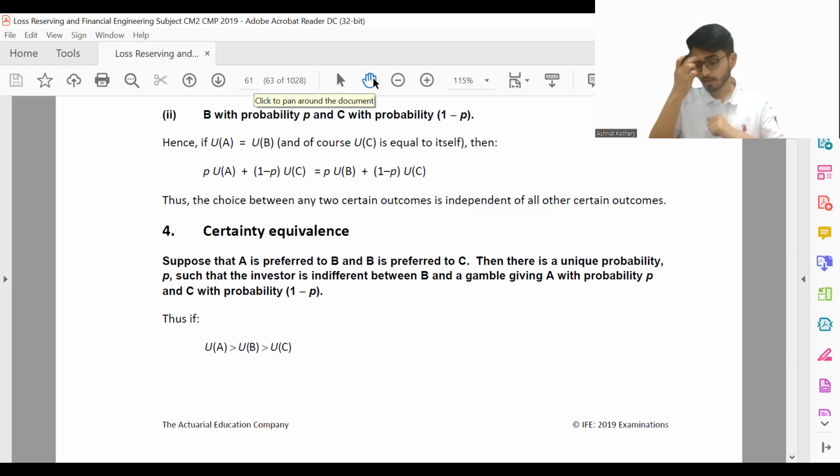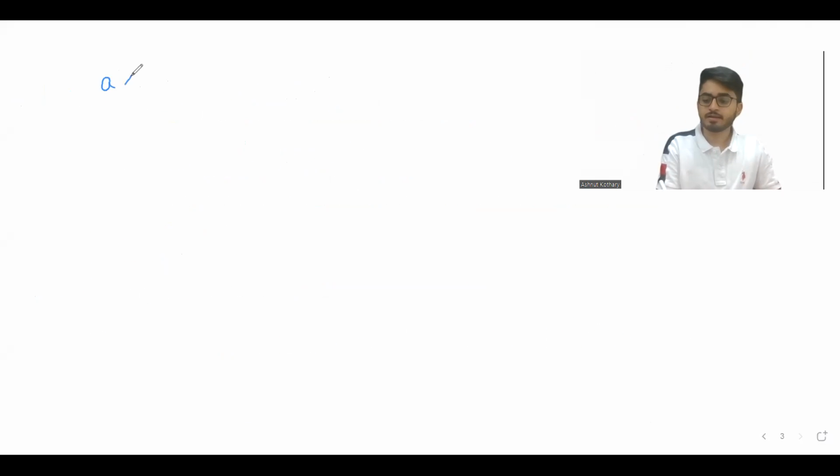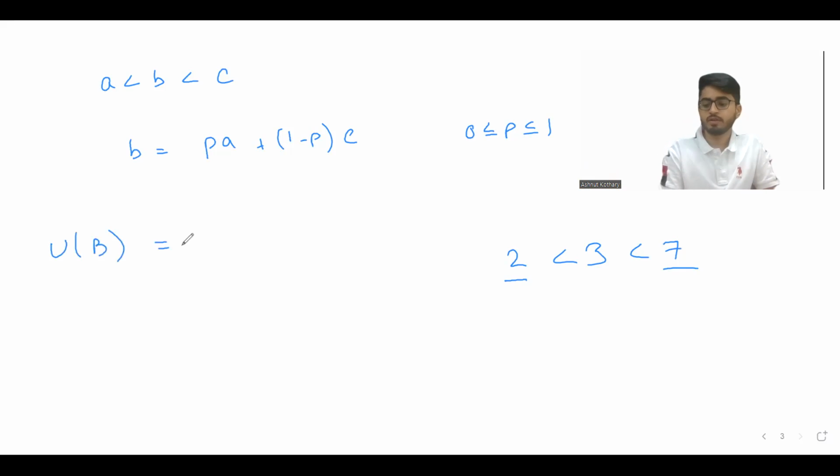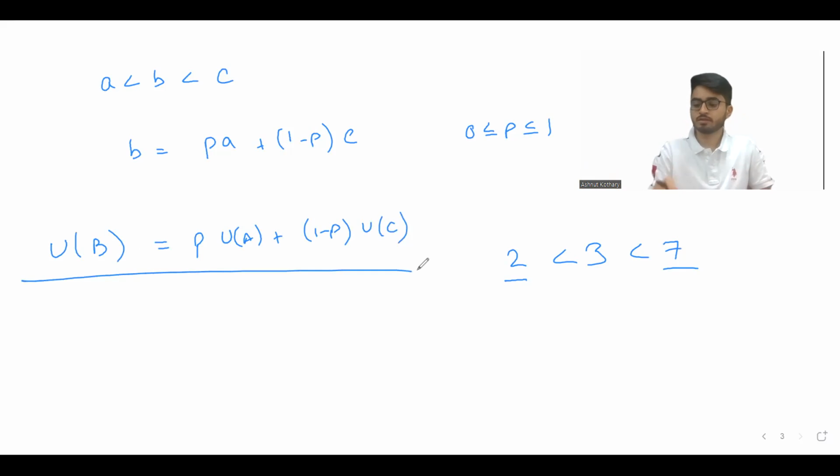A more mathematical way of saying that is, just take three numbers where A is less than B is less than C. Now you can express B as nothing but PA plus 1 minus P into C, where my P lies between 0 and 1. It's a very simple thing. If I take, let's say, 2, 3, and 7, I can find such a weight so that 2P plus 7 into 1 minus P will give us nothing but 3. So over here, utility B will be P into utility A plus 1 minus P into utility of C. What the fourth part is saying is that such a P is going to exist, and because it's a probability, it is going to lie between 0 and 1.